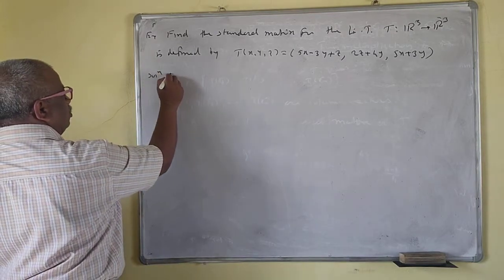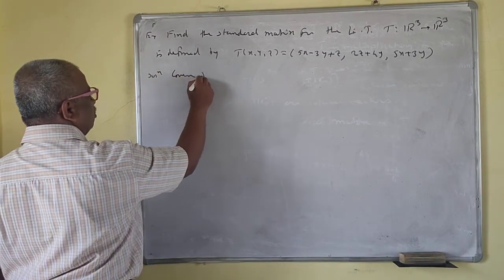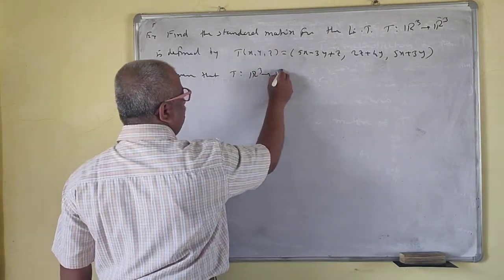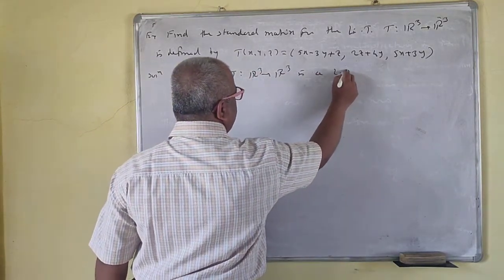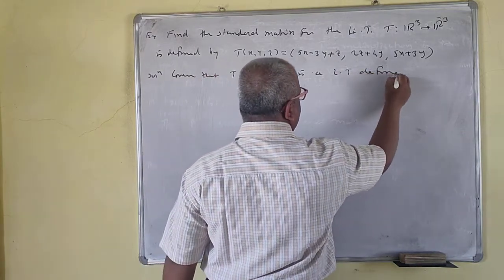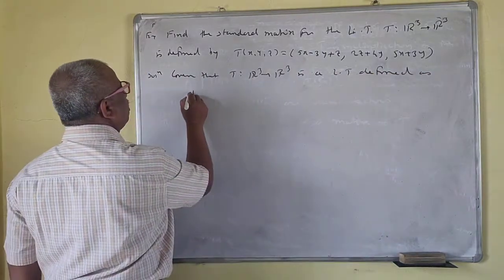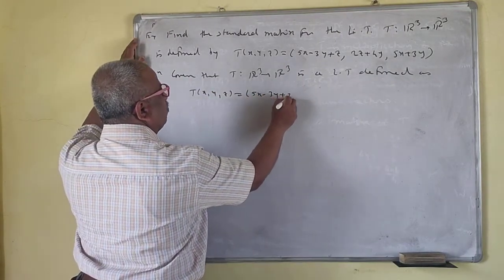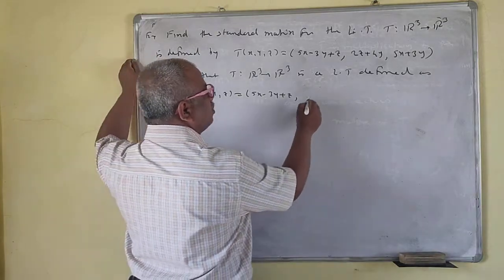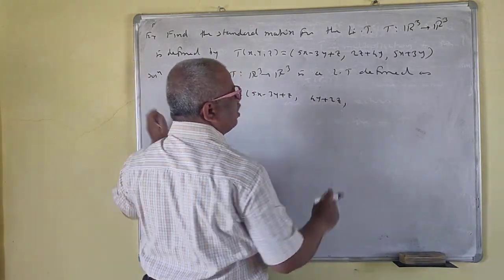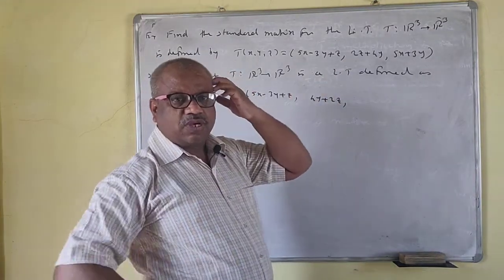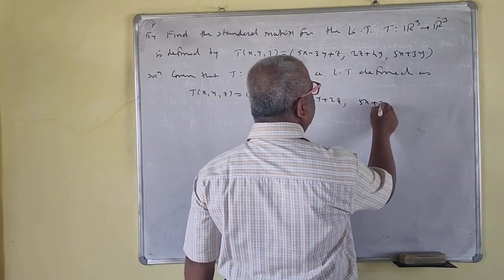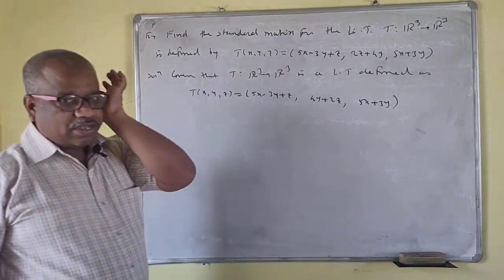Solution: given that T from R3 to R3 is a linear transformation defined as T(x, y, z) = (5x − 3y + z, 4y + 2z, 5x + 3y). I write the terms here and rearrange them. First we write x, y, z in order, and I can rearrange the terms like that.